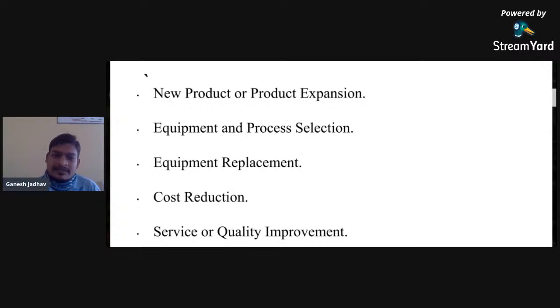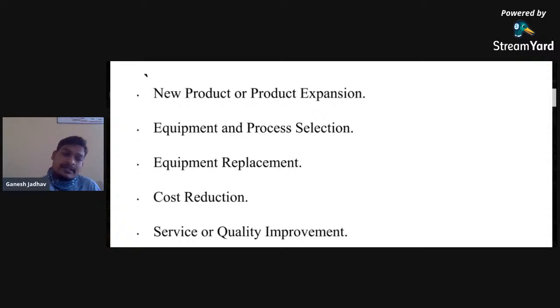Then equipment replacement. Why is it required? Because as per the working, we require certain equipment from the market. Modified equipment, we take that equipment to handle the complexity of our product also. So when we use that particular new or modified equipment, we can make a good product also.